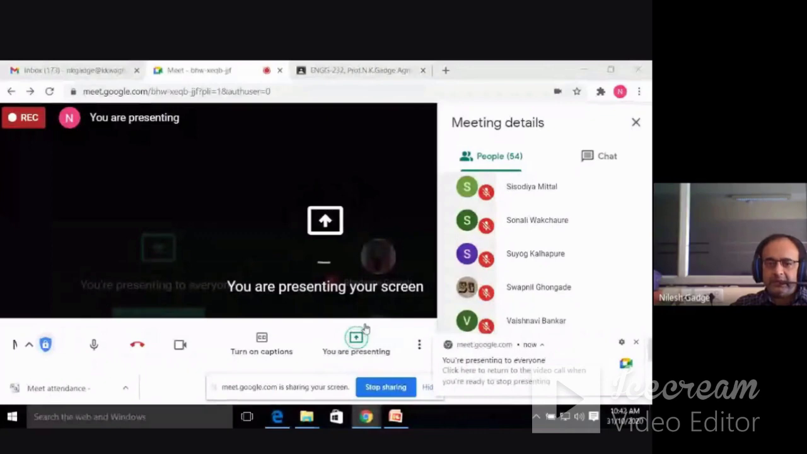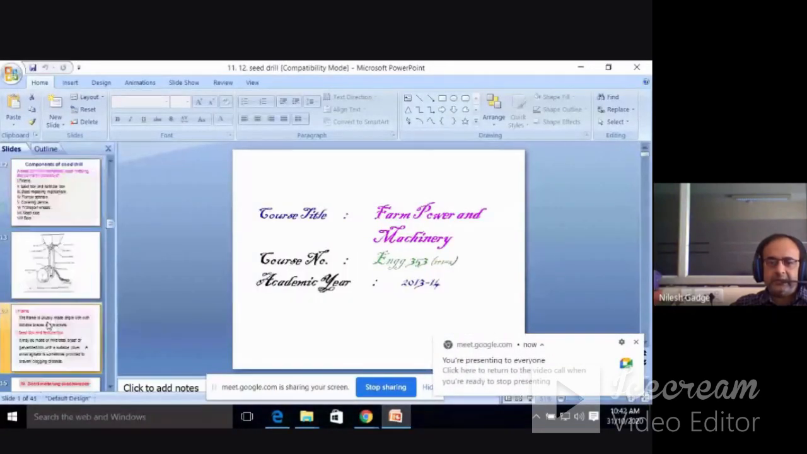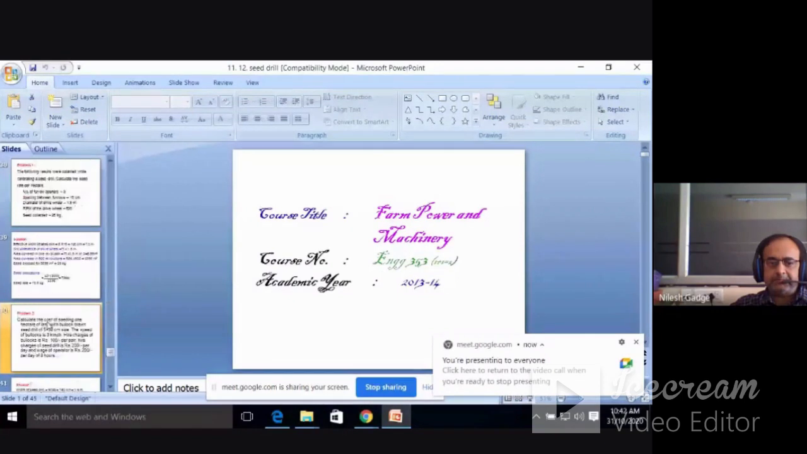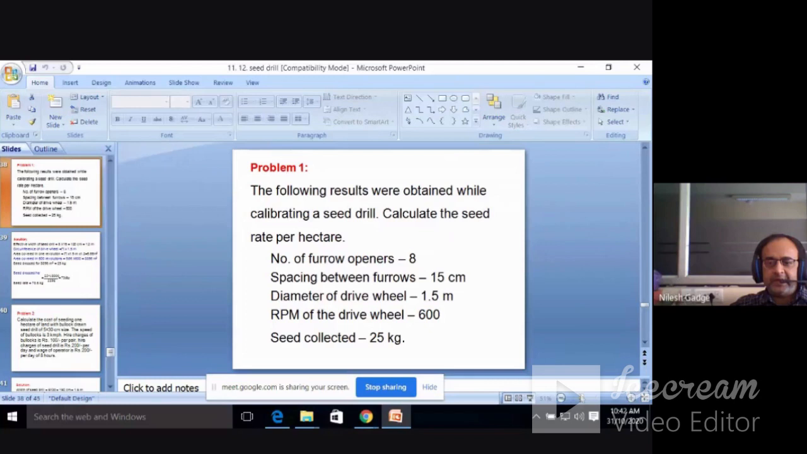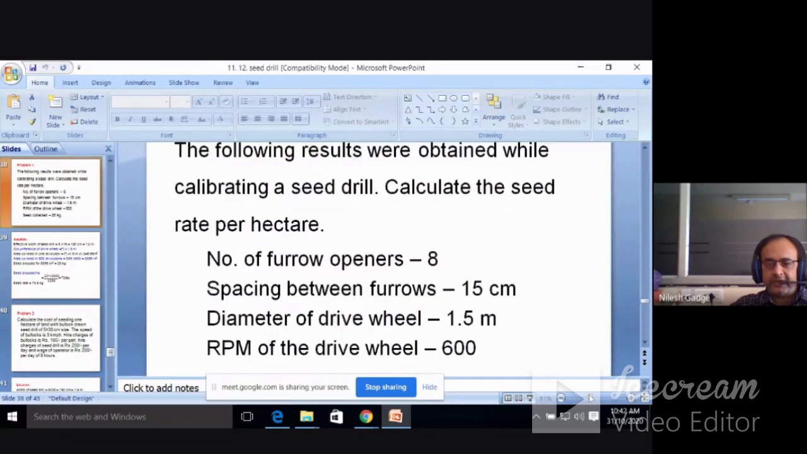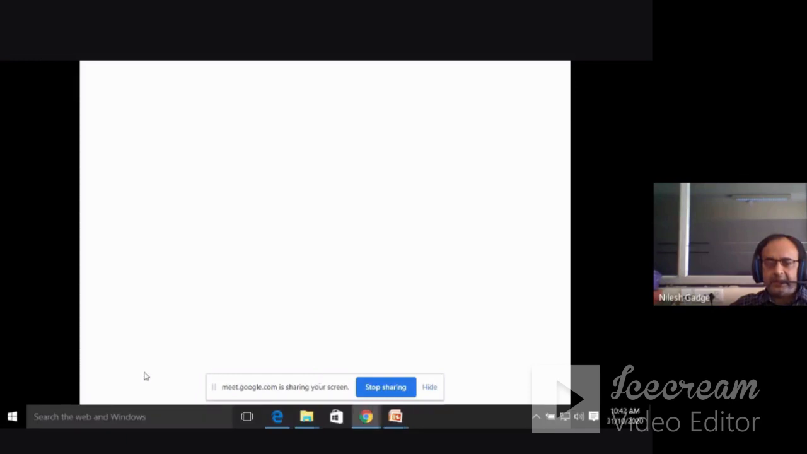So I'm presenting you the screen. So solve this example on calibration of the seed drill. It will be visible now. Okay, write down this example. It is also in your book. First of all, write this example.